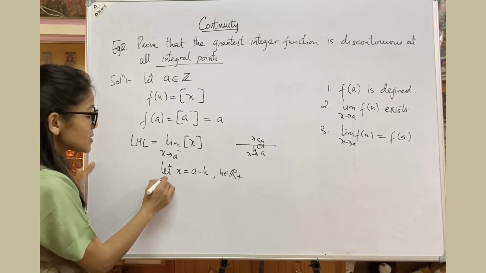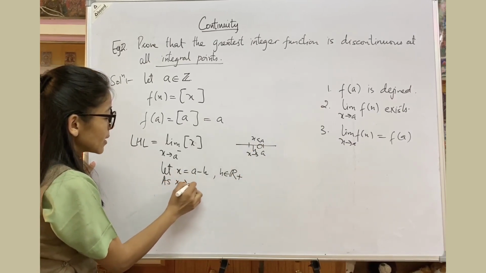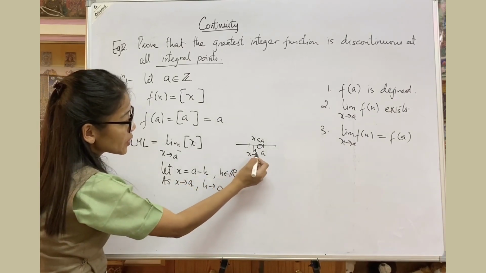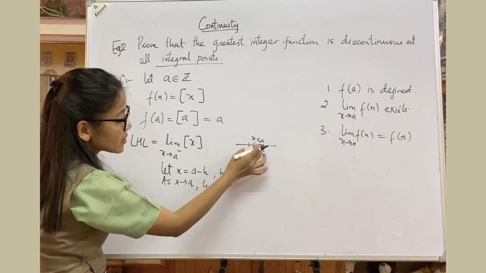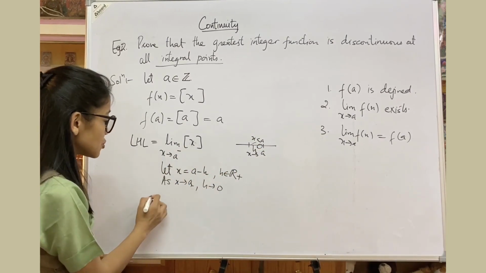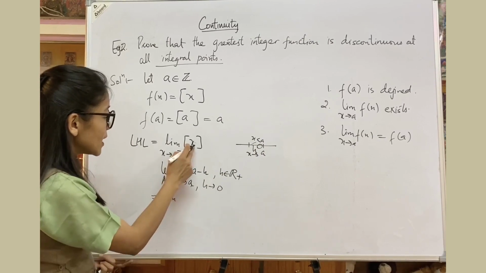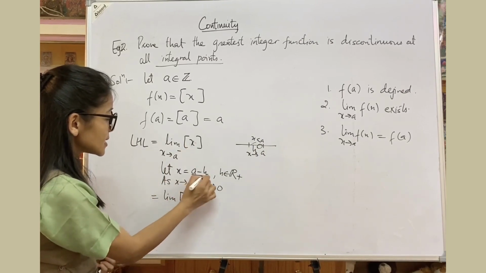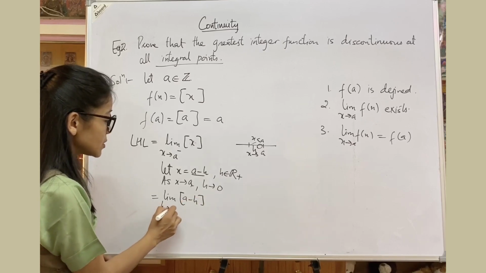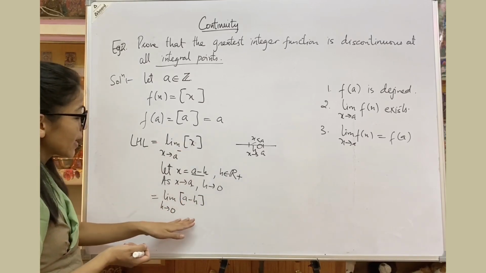So as x tends to a, h will tend towards 0. As x tends to a, the length of the interval will decrease and tend towards 0. So I'm going to use this substitution over here. I get the limit of, now what is my x? x is a minus h, and h tends to 0. After substitution I have got this.